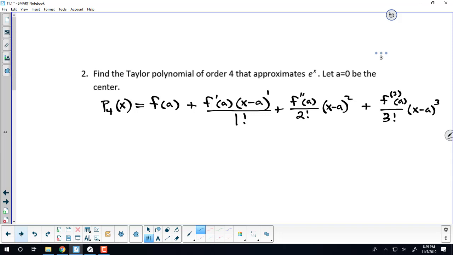Does everybody see the pattern? Hopefully that's pretty straightforward. And then the 4th degree comes from the 4th derivative evaluated at a over 4 factorial times x minus a to the 4th. And of course we can simplify this a little bit because we know our a is 0. So all of these a's are 0. That's f evaluated at 0, f prime evaluated at 0. This is x squared, this is x cubed, this is x to the 4th.